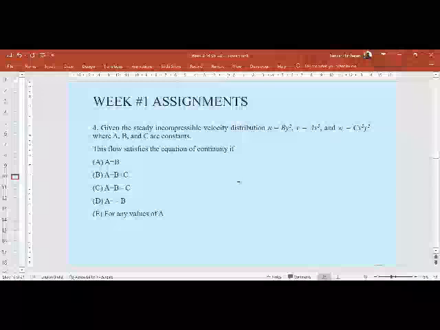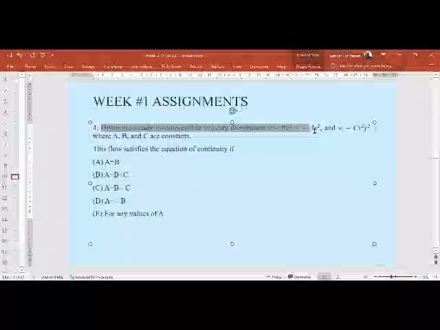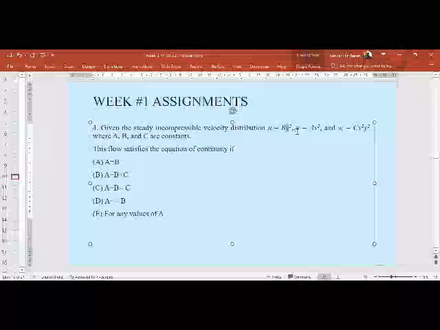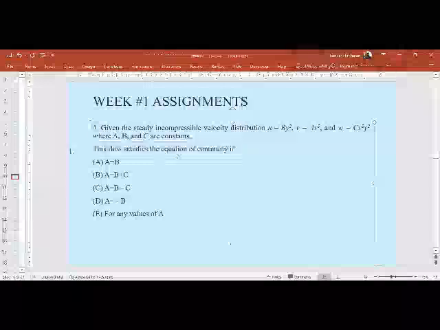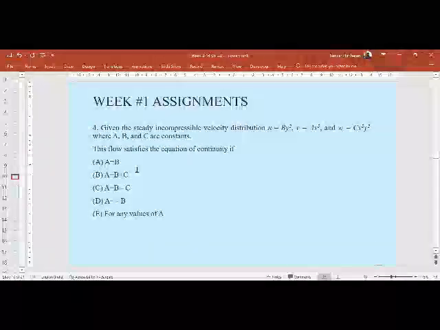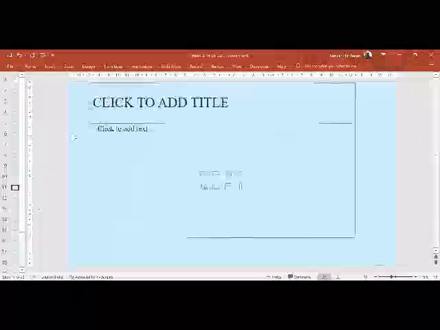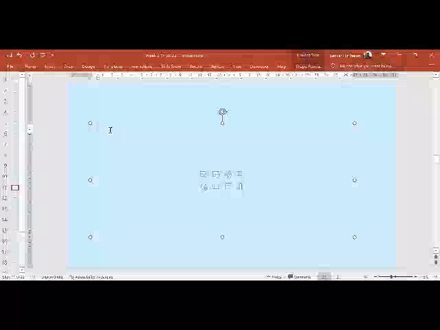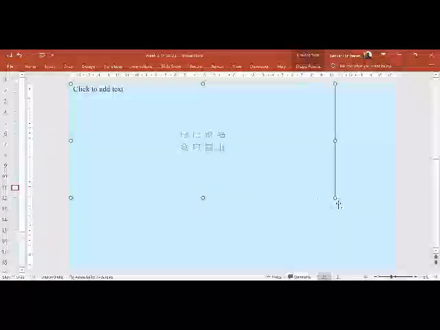Okay, we'll move on to the next question. In the question, it is given that for a steady incompressible flow, the velocity distribution u, v, and w is b y square, a x square, and c x square y square, where a, b, c are constants. This flow satisfies the equation of continuity if, and many options are given for that. We know that the equation of continuity is satisfied for an incompressible flow if the divergence of velocity is equal to 0.